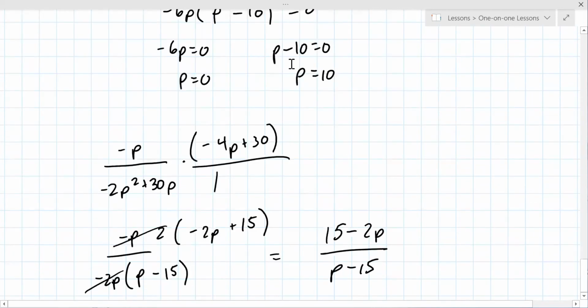Wait, go back. Okay, so negative 2p and negative p times 2 cancel. And then, okay. Is that okay? Can we move on, or should I explain that a little more? No, that makes sense. Okay.